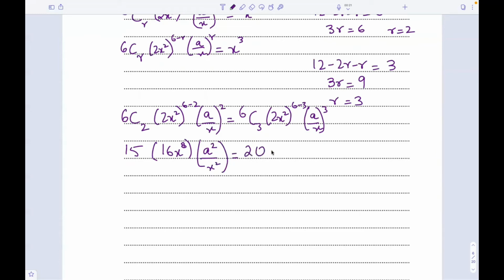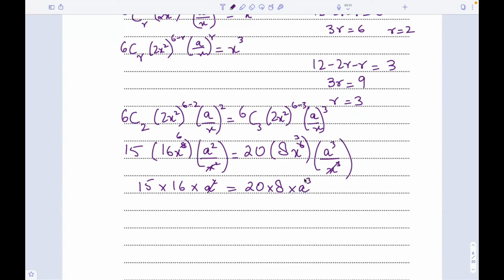6c3 is 20. 2 to the power 3 will become 8. x squared to the power 3 will become x to the power 6, and this will become a cube upon x cube. Because this will cancel out to become x power 6, and this will cancel out to become x power 3, we are not looking for the powers of x, we are just looking for the coefficients, and they are equal. So we'll just use the coefficients, which are 15 multiplied by 16 multiplied by a squared on the left hand side, and 20 multiplied by 8 multiplied by a cube on the right hand side.